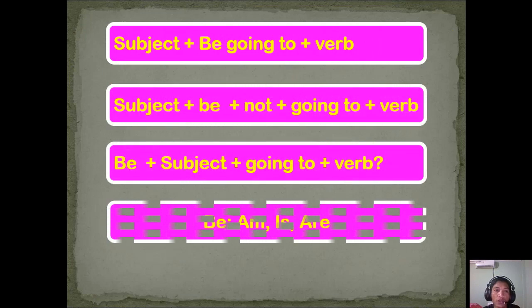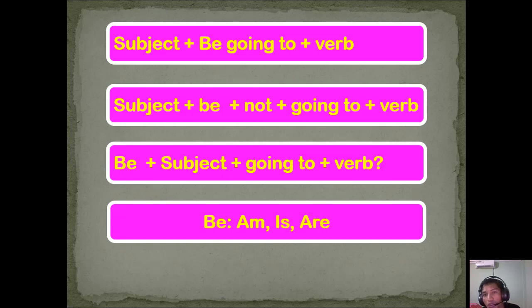So this is the form. We use subject plus be going to plus verb. In positive you have subject, be, going to, and verb. In negative we use subject plus be not going to and then plus verb. In question we just use be plus subject and going to and then verb, question mark. And "be" here refers to the present: am, is, and are.